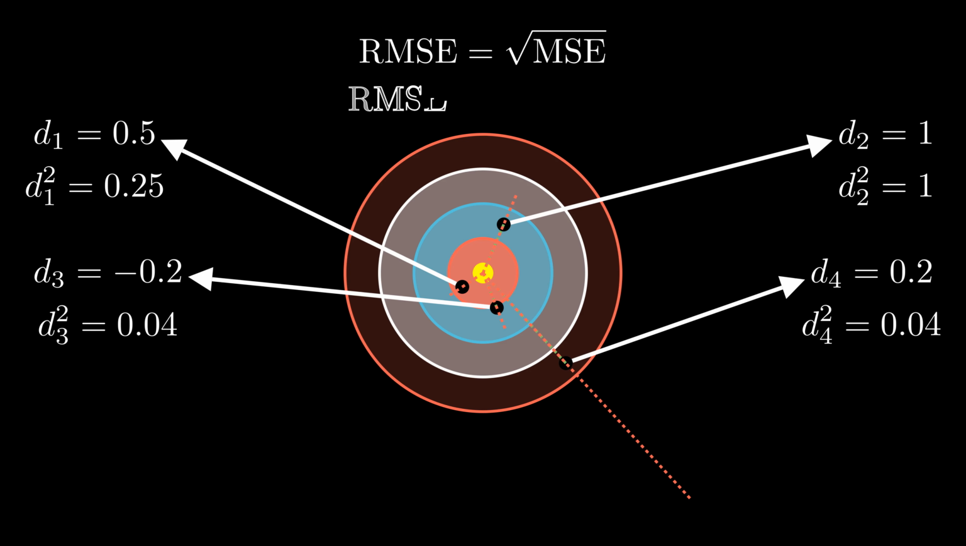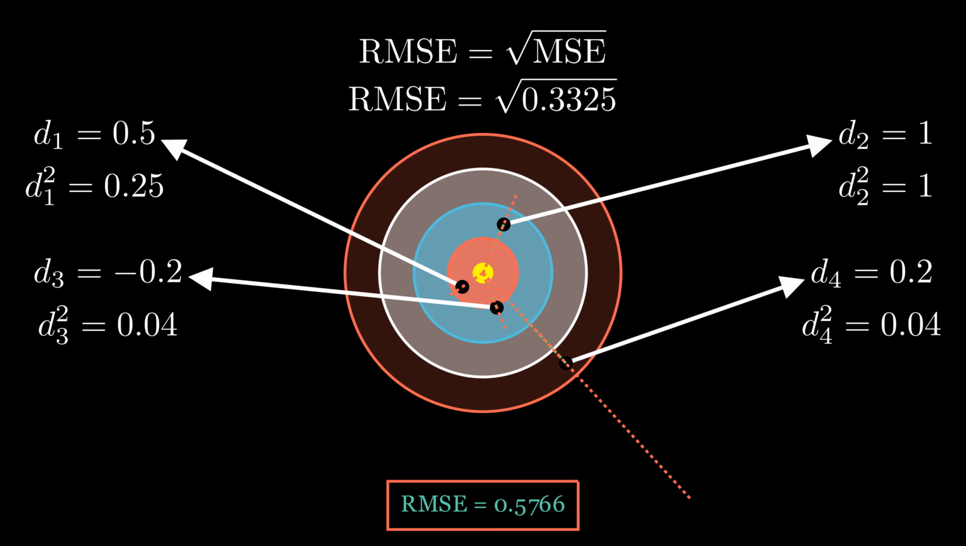As we know, our MSE is 0.3325. So our RMSE is the square root of MSE, which is approximately 0.5766.